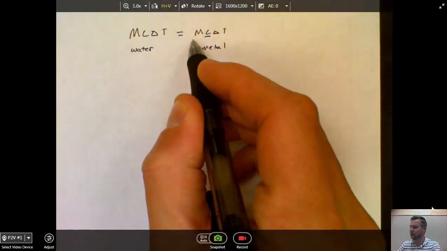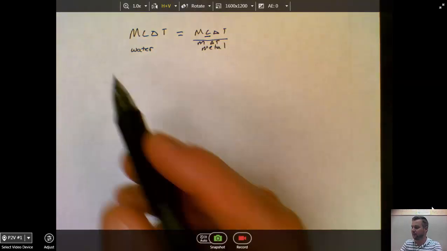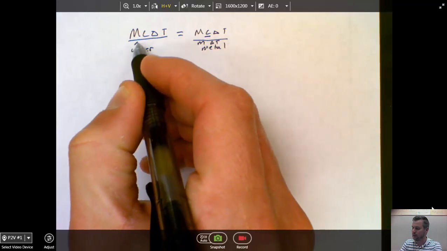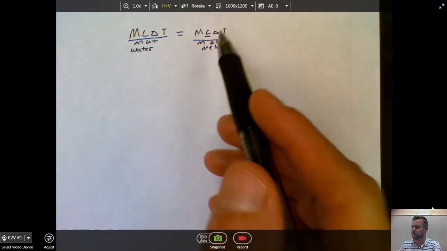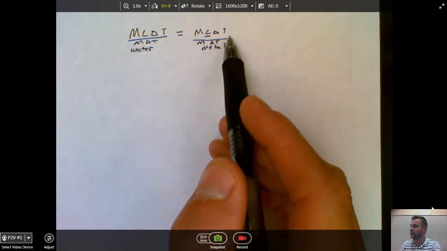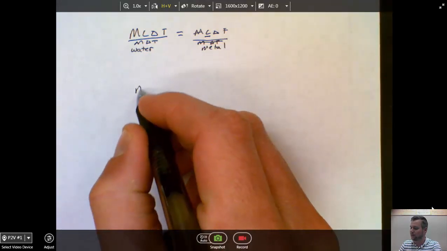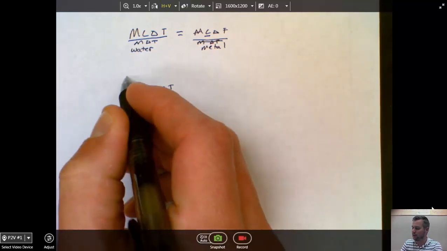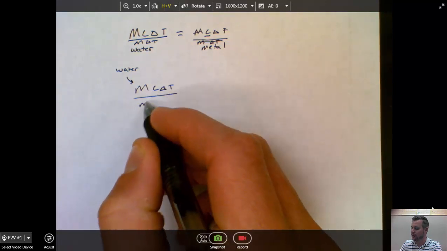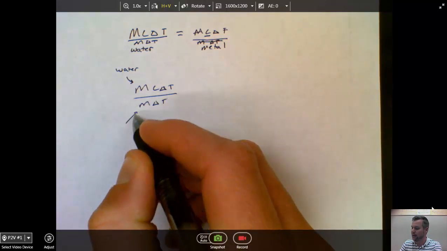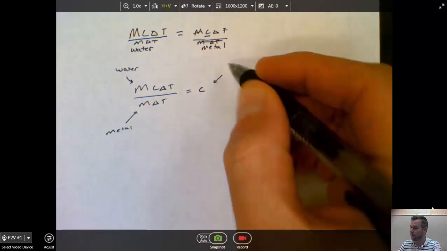And we would do that by dividing by m and delta T on the left of the metal. We'll move the m and delta T on the right over to the left. That crosses these off. So we're left with mc delta T, remember, these are all for water, divided by m delta T, these would be of the metal, is equal to the c of the metal.